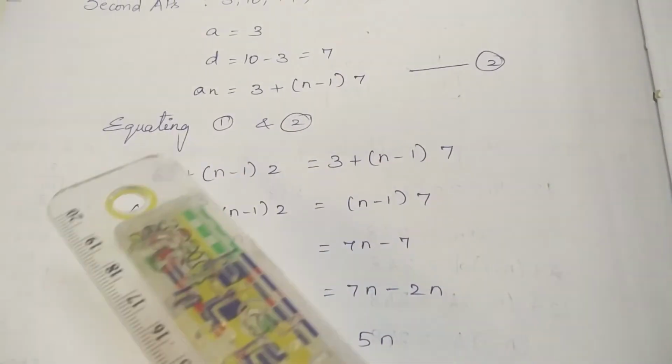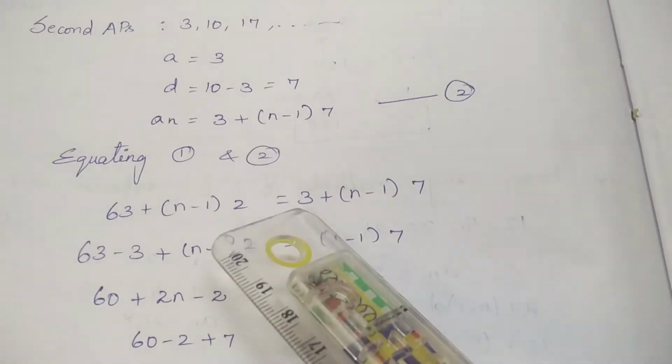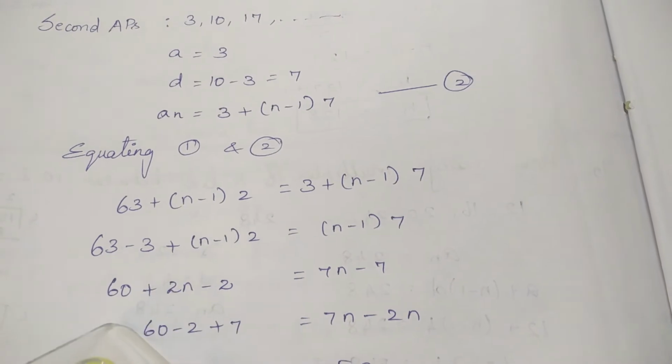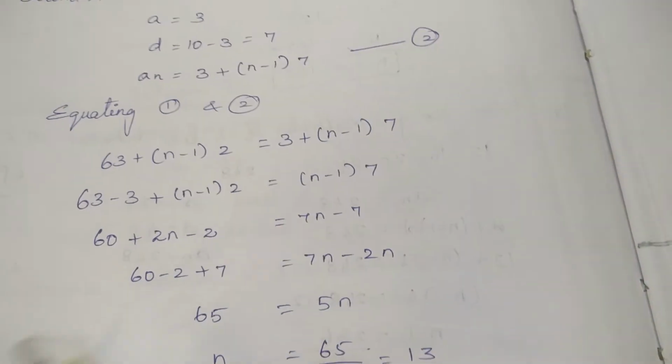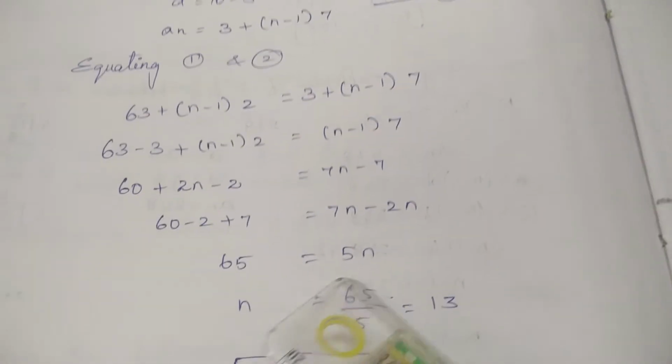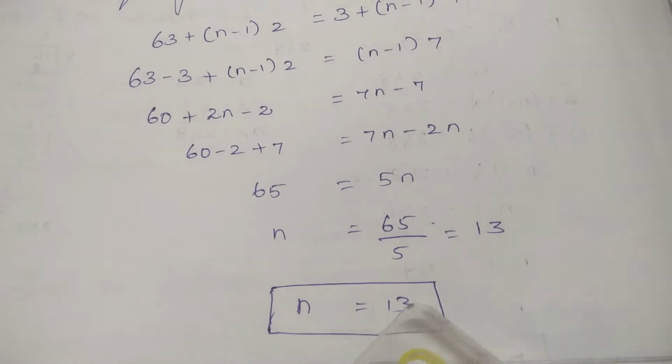Same: 63 plus N minus 1 into 2 equals 3 plus N minus 1 into 7. Plus 3 will go to this side as minus 3. Bring N to one side: 7n minus 2n, and the numbers to the other side. 65 equals 5n, and n equals 65 by 5 equals 13, so n equals 13.